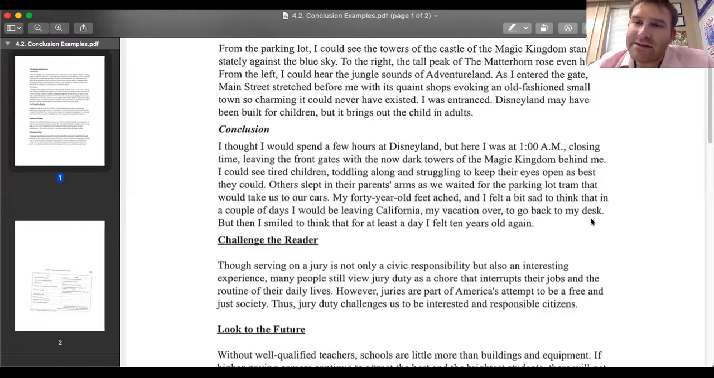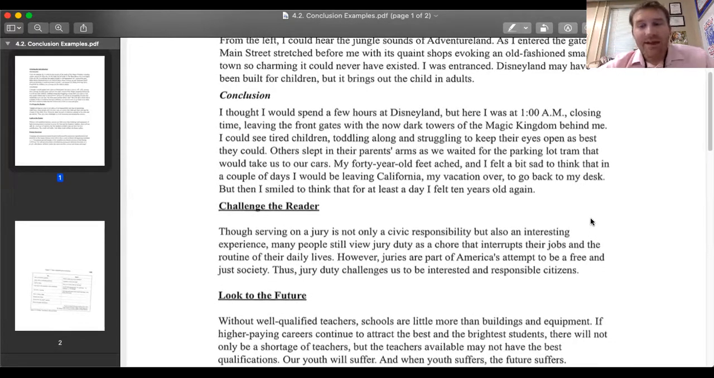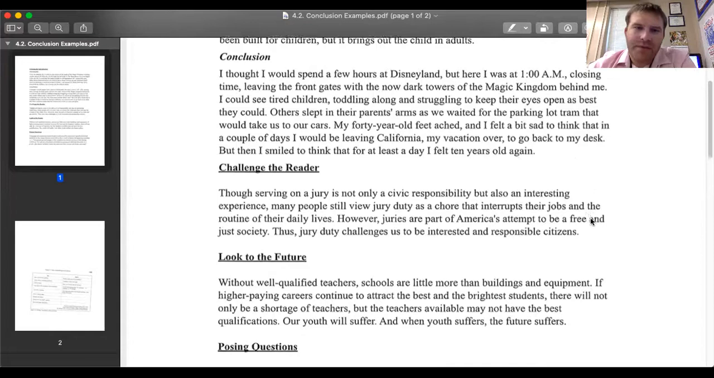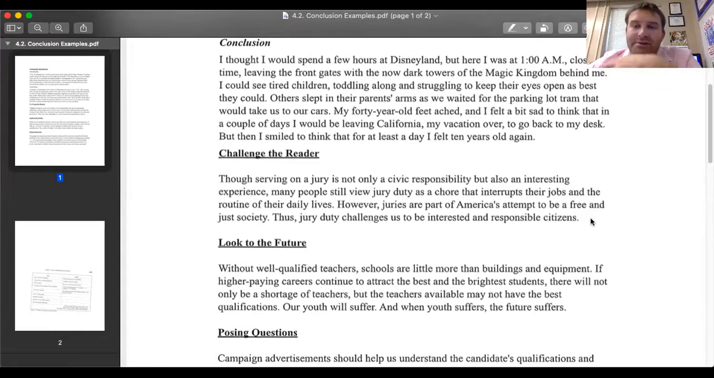There we go. So that was echoing the introduction, calling back to the introduction with the image of walking in and then walking out. There's a variety of different ways that you could do the echoing of the introduction that way. Let's move on to challenging the reader. Here, they're going to issue a challenge to the reader to take away with them.